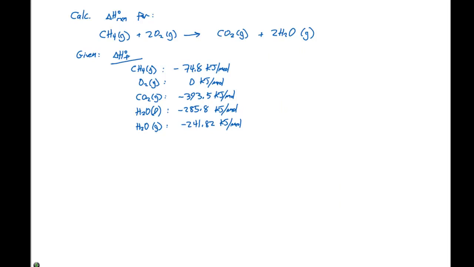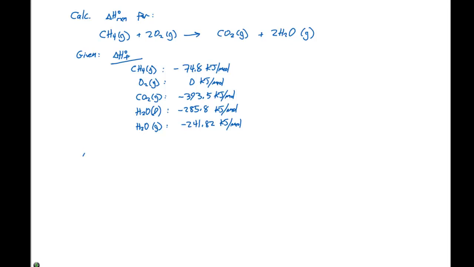So now we'll use another example of delta H naught of formation to solve for a delta H of a reaction. So we have here methane plus 2 O2 gas giving us CO2 gas plus 2 H2O gas. And typically you'll be given a table of these values, which I have listed here for you.